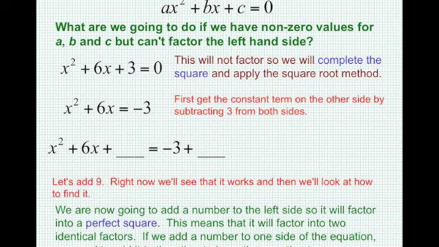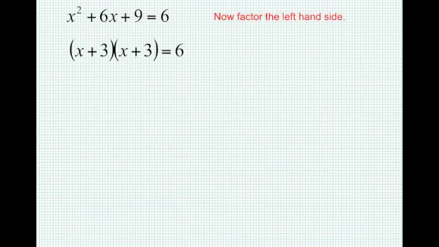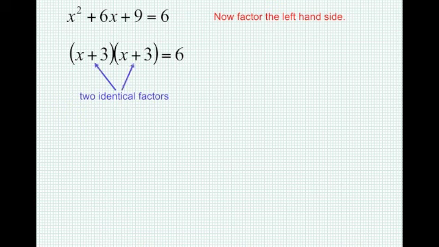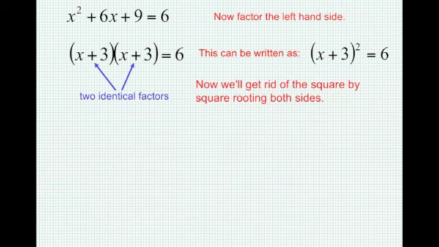So let's add 9. Right now we see that it works, and then we'll look at how to find it. We combine like terms on the right-hand side, and we're left with x squared plus 6x plus 9 equals 6. So now let's factor the left-hand side. Because it's a perfect square trinomial, we get x plus 3 times x plus 3 equals 6. Two identical factors. We can also write this as x plus 3 quantity squared equal to 6.